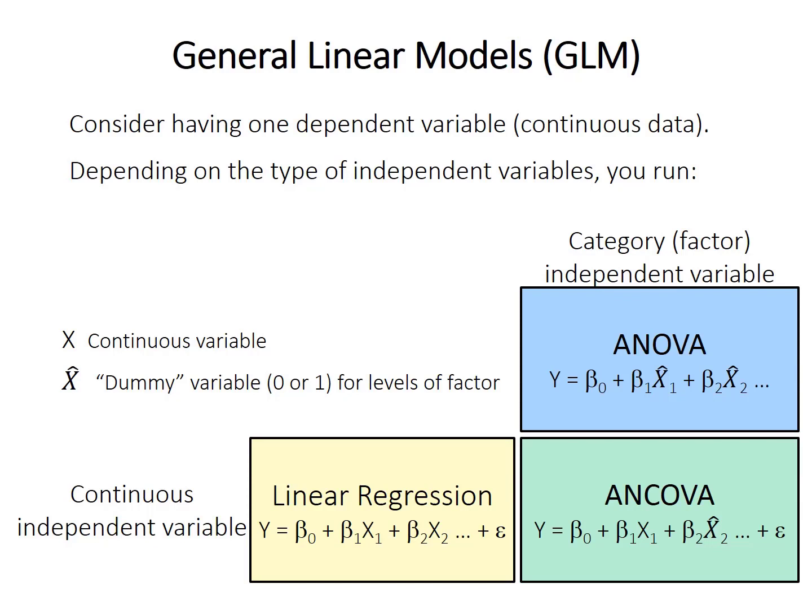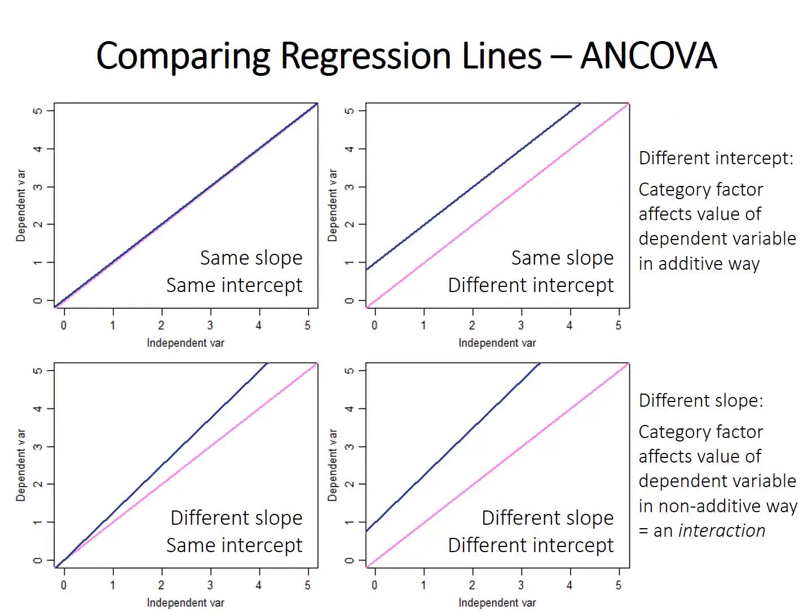So ANCOVA tests whether the linear model differs for different levels of a categorical factor. So is the relationship between the continuous variable x1 and y different for different levels of the grouping factor x2? We'll come back to general linear models later in the course when we discuss model comparison, but for now we'll just move on and talk about ANCOVA.